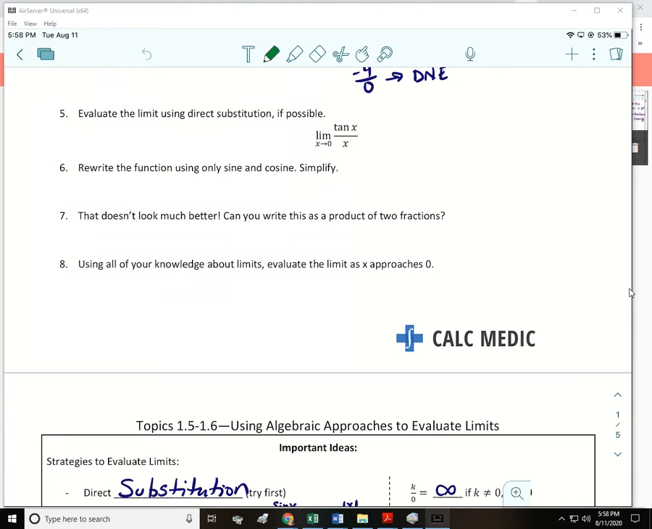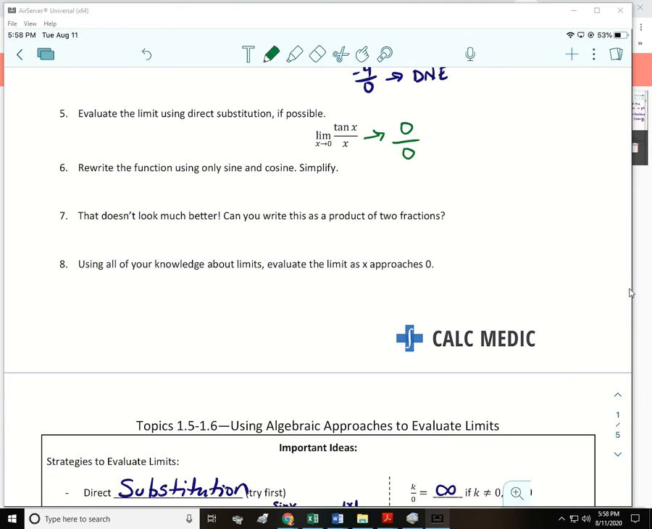So when we plug 0 in for x in the numerator, tangent of 0 is 0. And then obviously when we put 0 in for x in the denominator, we get 0. So 0 over 0 is indeterminate form. So we are going to need to do something. So number 6 tells you what to do.